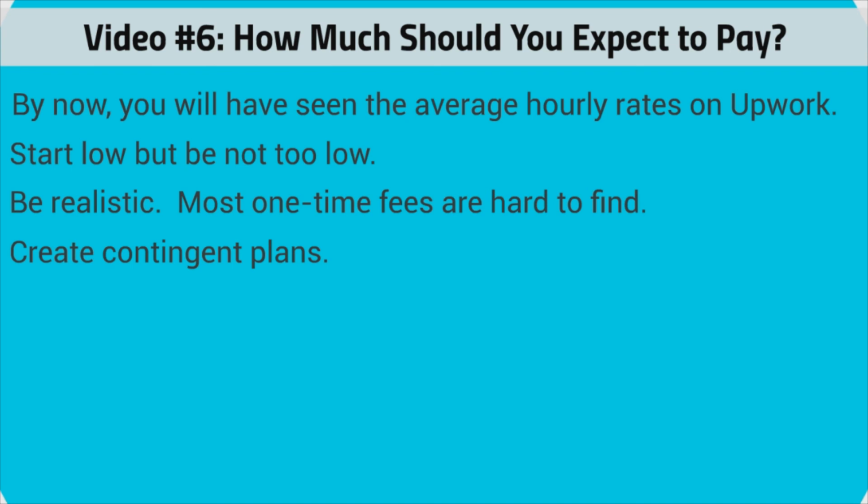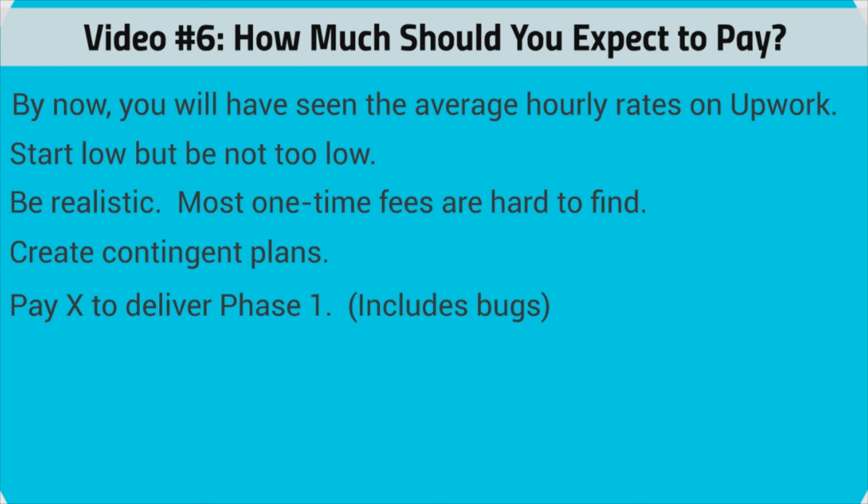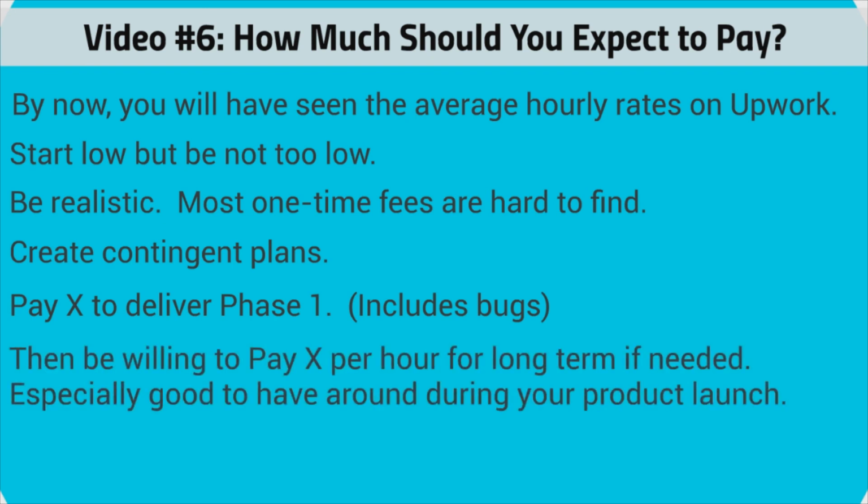You've got to say, okay, phase 1, I'm going to charge this. Are you in agreement with that? They said yes. Okay. What about phase 2, phase 3? Okay, after that. So you can say stuff like, I'm going to pay $500 for you to deliver phase 1, including bugs. Then I'm willing to pay $10, $15 an hour for long-term if needed, which is especially good to have, and you need to have them during your product launch.